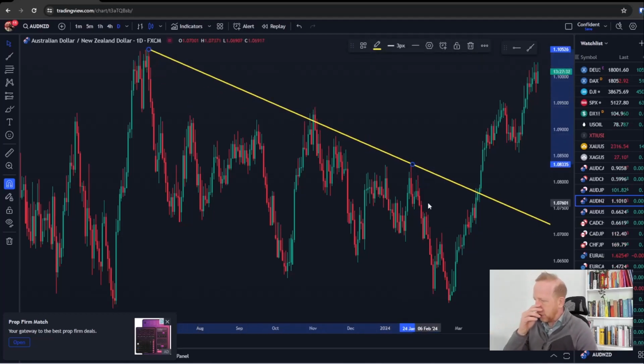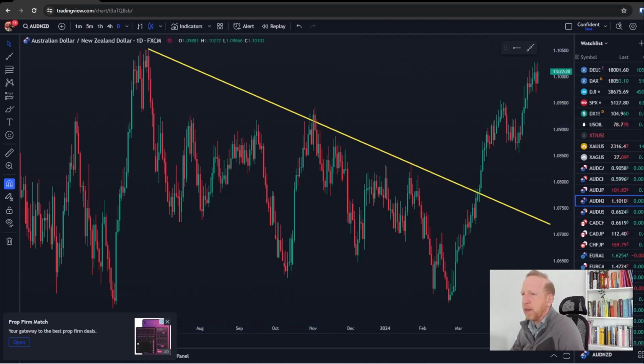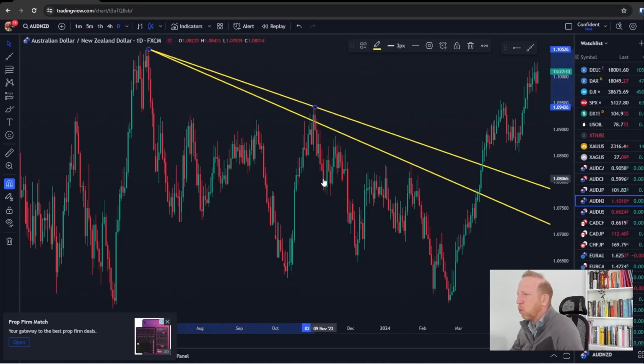But you have an issue, and that issue is very important. Where exactly do you draw your trend line? This is actually a perfectly acceptable trend line, and this is also another perfectly acceptable trend line. Which one is really the best trend line to use?